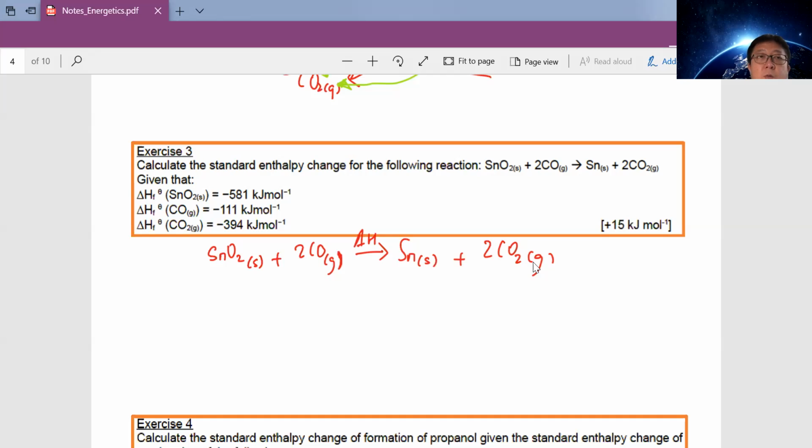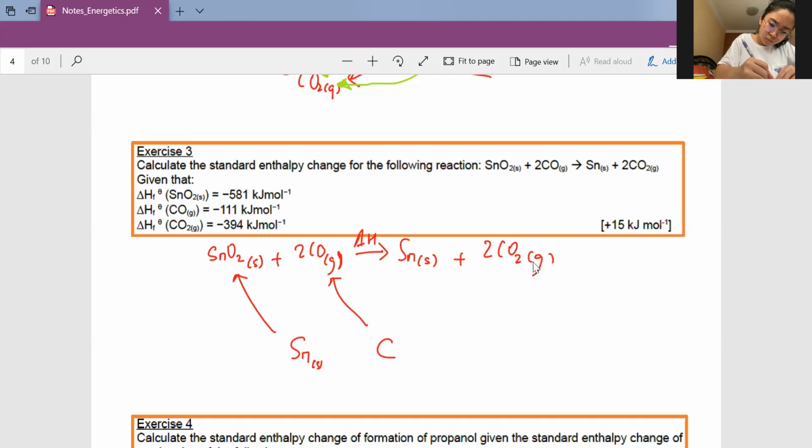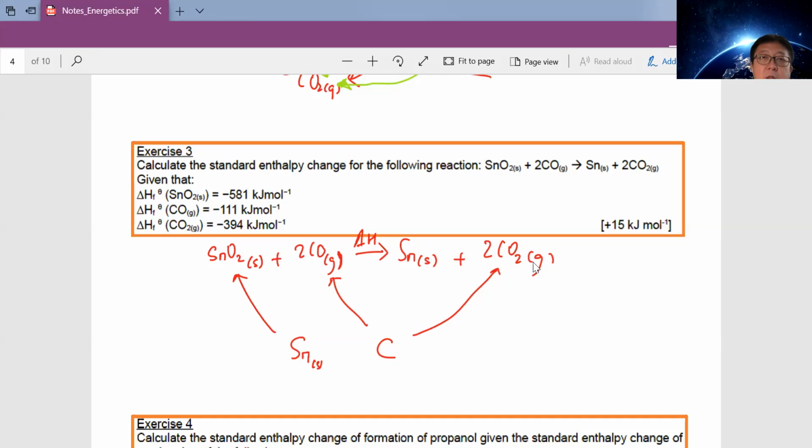Okay, so what are we given? Sn to SnO2, right? Sn here. Carbon. Then what else? Carbon to carbon dioxide, right? Here, formation of 2 carbon dioxide from here to here is negative 394. This one, where? We'll start with SnO2 first, minus 581. This one 2 moles, so 2 times negative 111, correct? Still got 2 here, times 2.